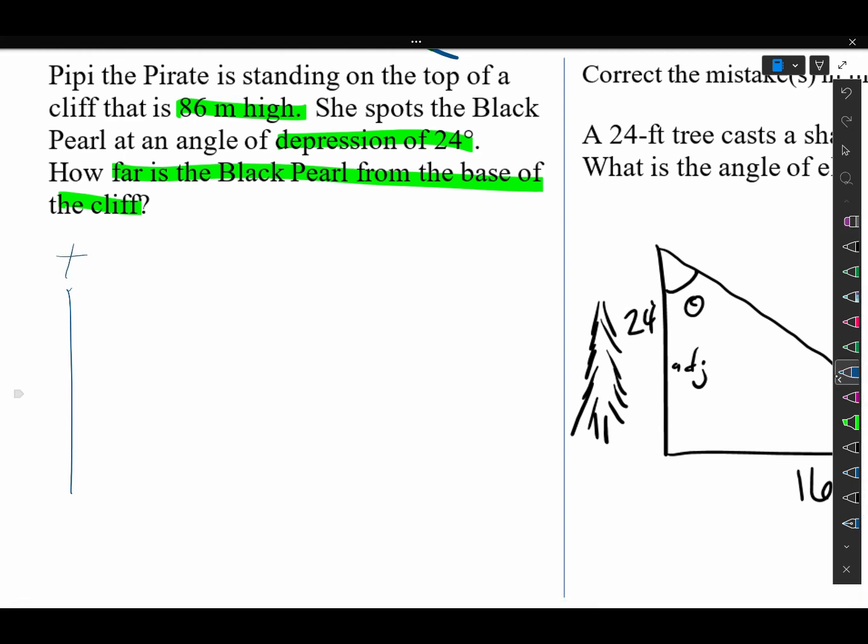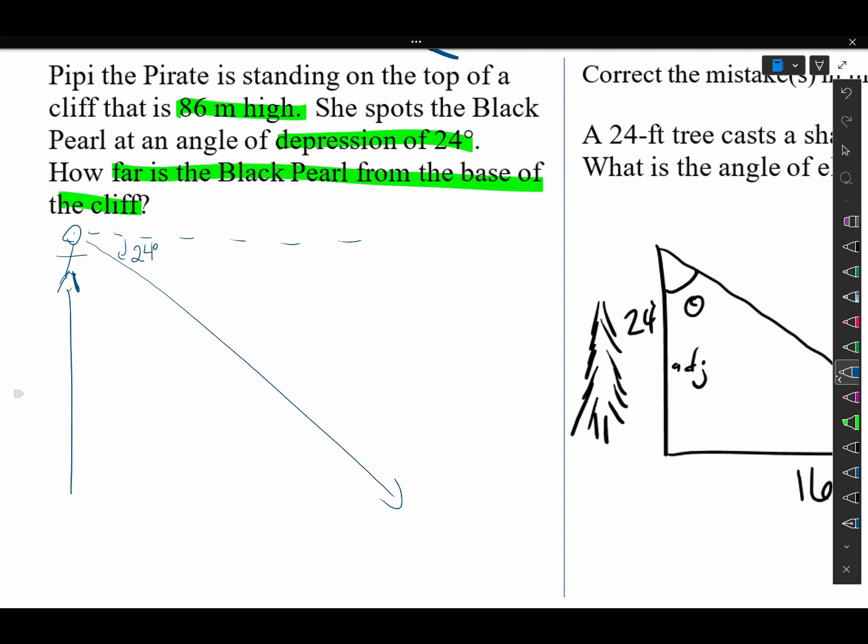Maybe our pirate should have at least a wooden fake leg. There we go. And standing right up top right here, looking down at an angle of depression of 24 degrees. So we'll need to be careful. Remember, we're measuring from that horizontal right here down at an angle of depression of 24 degrees.